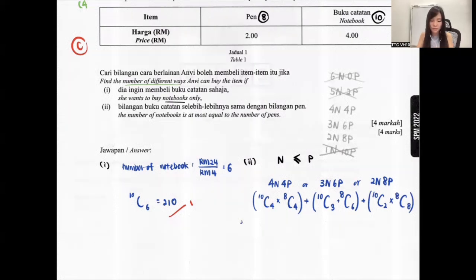10C4 times 8C4 plus 10C3 times 8C6 plus 10C2 times 8C8. Answer 18,105. You see how you say it? My dear, this one 1 marks, this part 2 marks. 4 marks. Done.